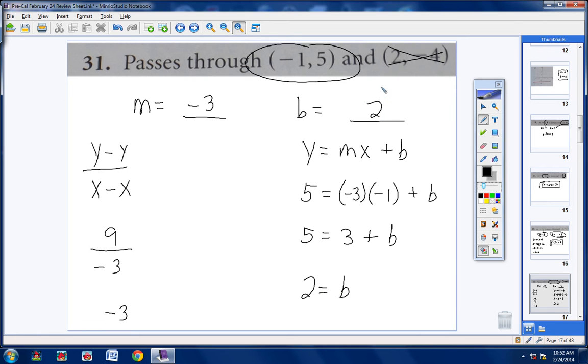So once you know what the y-intercept is, and once you know what the slope is, you can then write your linear equation very quickly. Y equals negative 3x plus 2. So you guys are becoming pros here at writing linear equations.